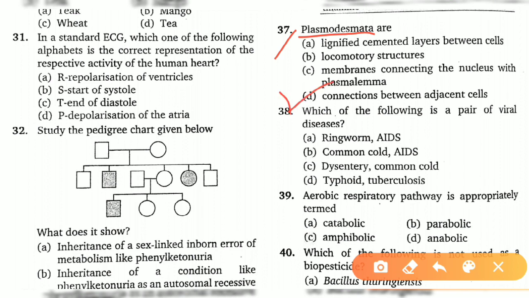Now 38th question. Which of the following is a pair of viral diseases? The options are ringworm and AIDS, common cold and AIDS, dysentery and common cold, typhoid and tuberculosis. The answer is common cold and AIDS. Now 39. The aerobic respiratory pathway is appropriately termed as catabolic, parabolic, amphibolic or anabolic. So the answer is amphibolic.